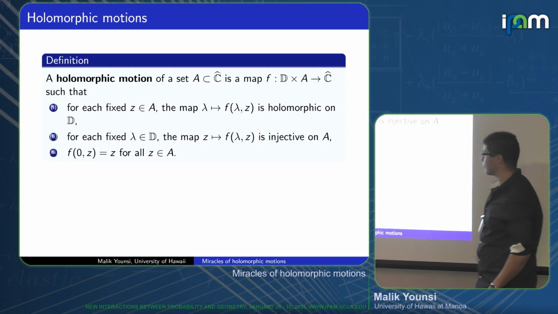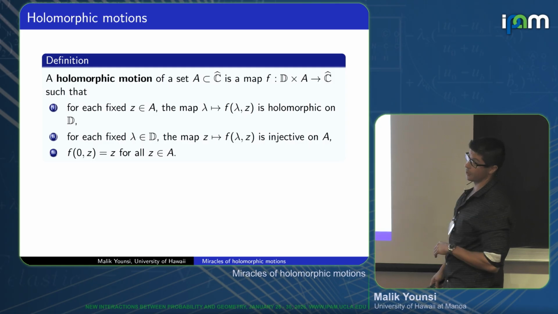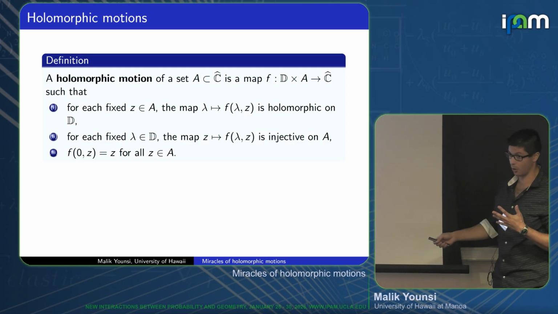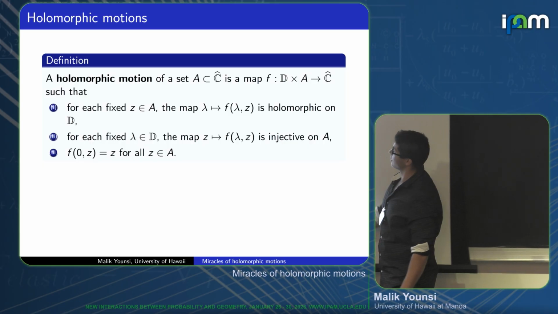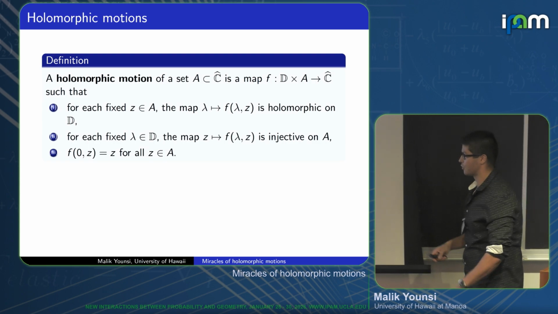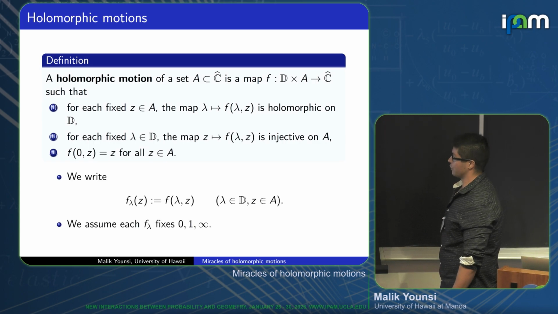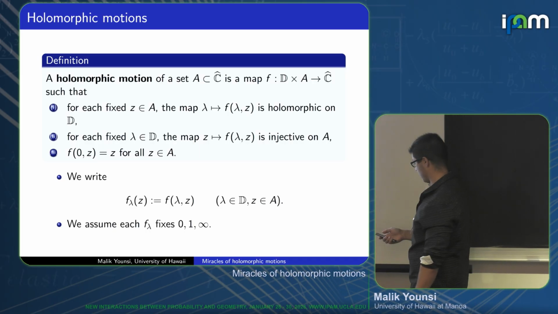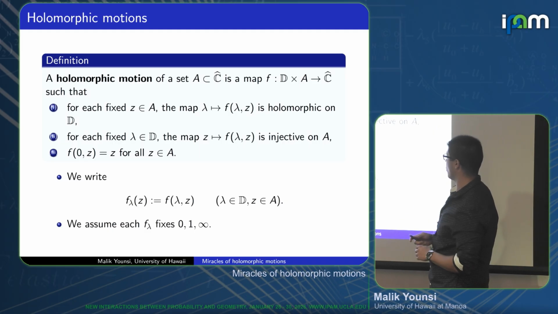Okay? So those are the only assumptions: holomorphic in lambda, injective in z, and it starts at the identity. So in particular, there's no assumption on the behavior of f as a function of the pair lambda, z, the joint behavior. It's just separately holomorphic and injective. And now just some notation I'm going to use, which is pretty standard when you talk about holomorphic motions.